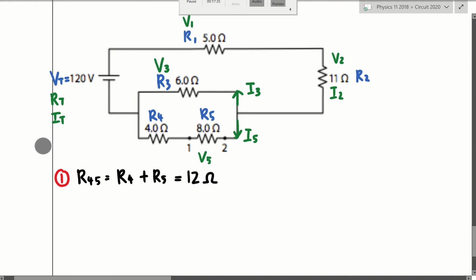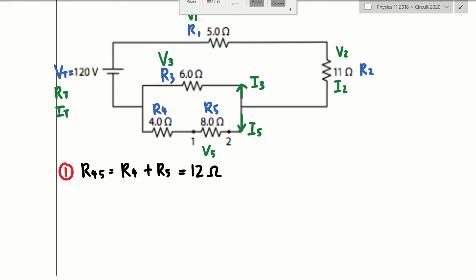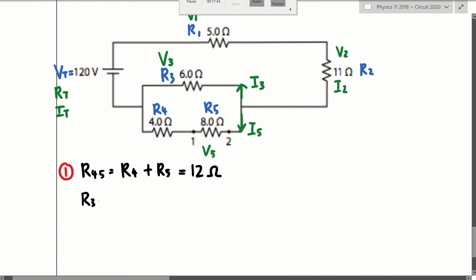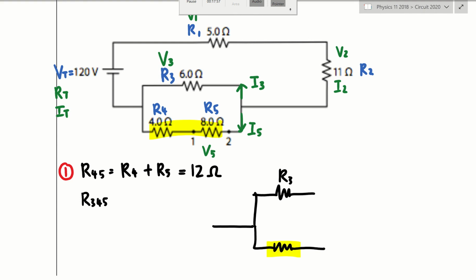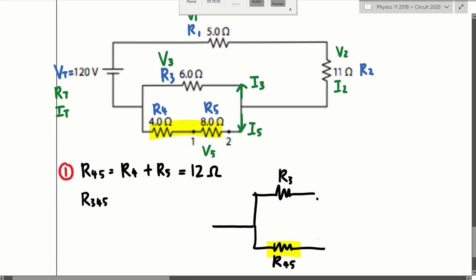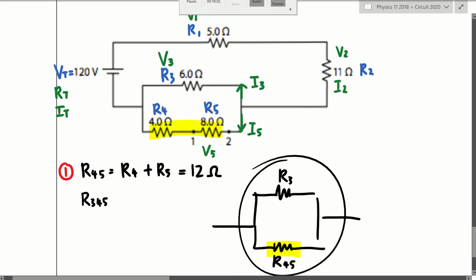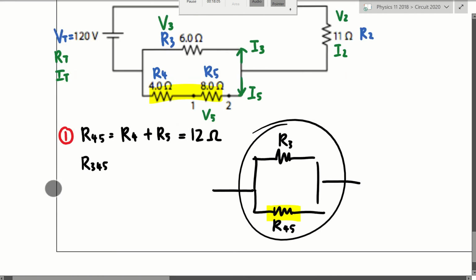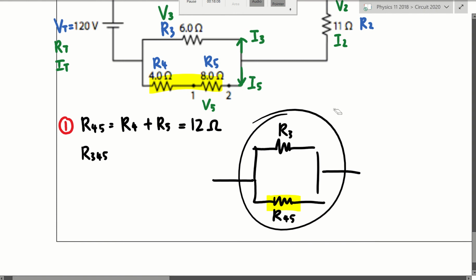Now, what about R345? What if I want to combine R3 into it? Now look at this, which I'm going to erase later on. So this is R3. And I have now combined these two into that one, which let me call R45 for now. Is this in series or parallel right now? This is in parallel, right? You cannot have one electron that goes to R3 and R45 at the same time. So these two are in parallel. So if I want to find it, I will have to do these two in parallel.